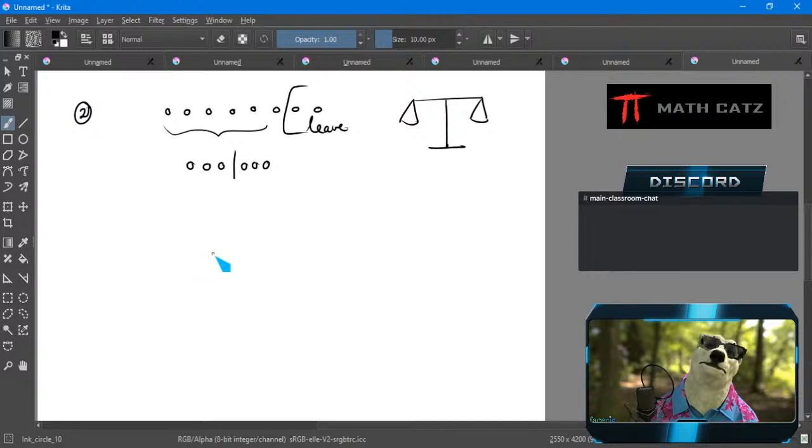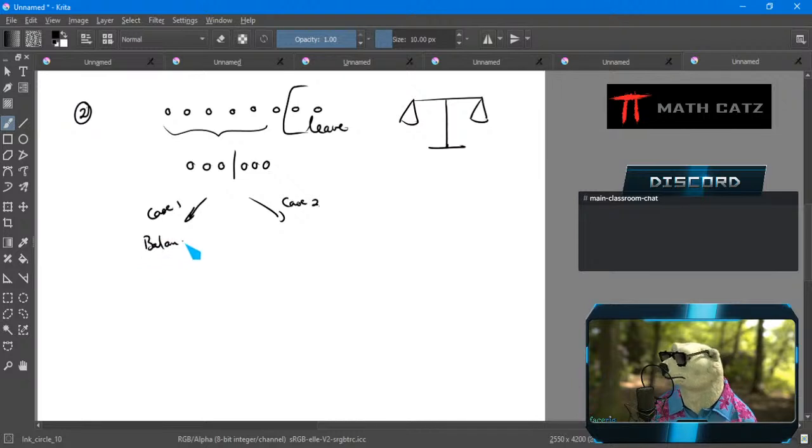What could happen? I have two options, or two cases. I have case one and case two. Two different things could happen when I put three and three on the scale. What's one thing that could happen to the scale? They could all weigh the same. So the scale is balanced.